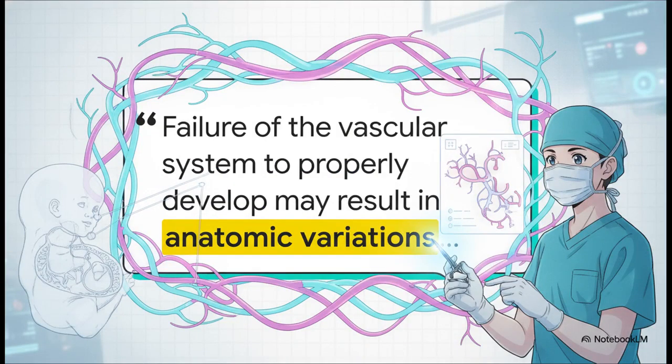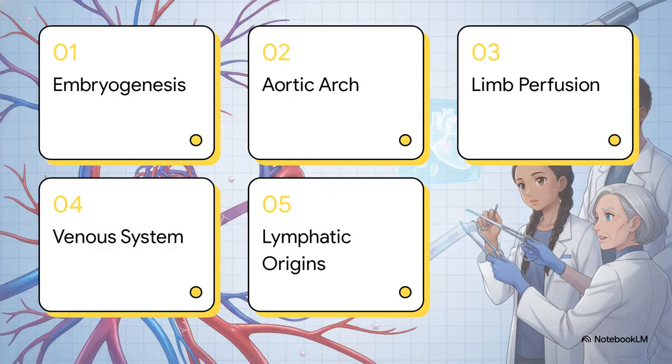Right out of the gate, we need to establish the clinical stakes. As you well know, failure of the vascular system to properly develop can result in severe anatomical variations. Embryogenesis isn't just some fascinating history lesson about how humans are built. It's the direct, functional blueprint for the anomalies you diagnose and treat in the OR every single day. Having a deep grasp of these developmental pathways, that's exactly what separates a routine procedure from a sudden, unexpected surgical crisis.